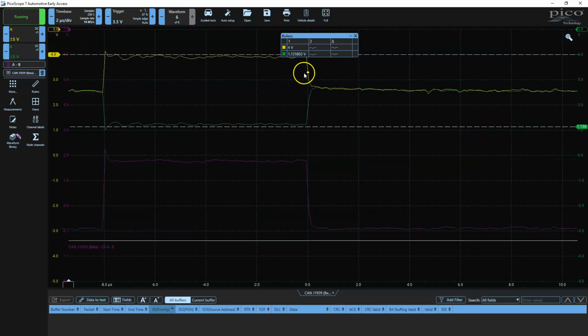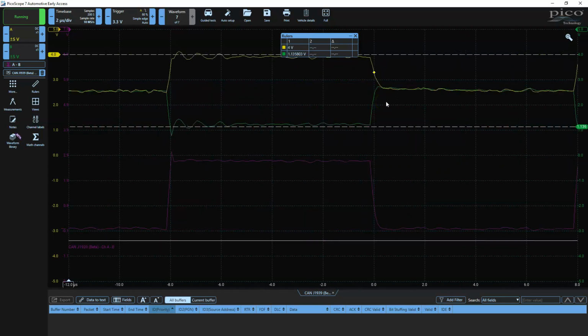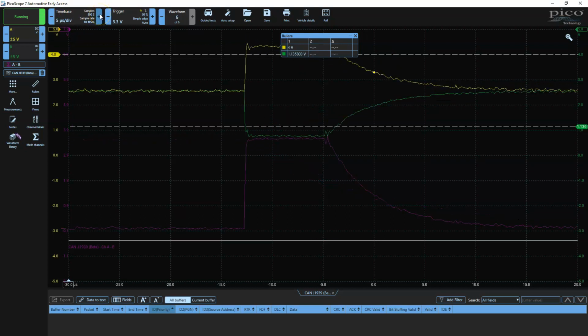Okay, got this running. We'll drag this over just a little bit further because you're going to see what's going to happen when I remove the second terminating resistor. So I'm going to try to run this network with no termination. And there we go. Let's change the time base a little bit so that we can get a better look here. So now I've got 5 microseconds per division.